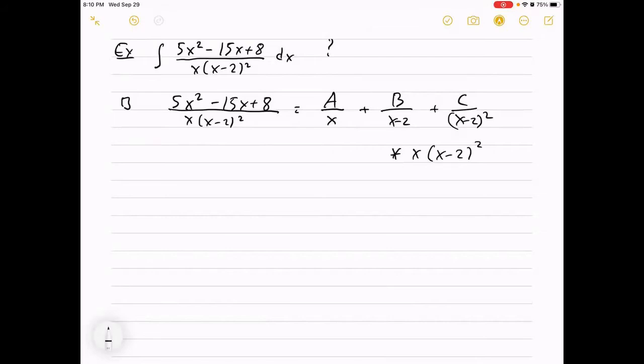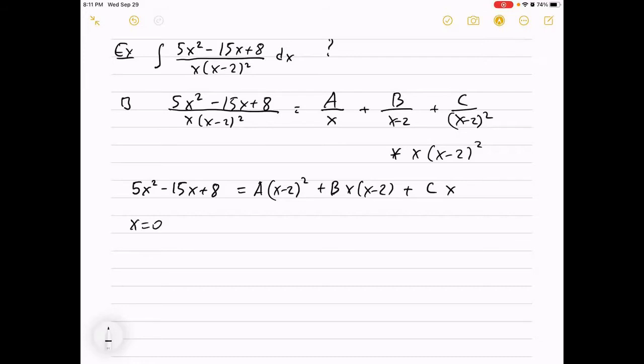So we're going to get 5x squared minus 15x plus 8 equals A times (x minus 2) squared plus B times (x minus 2) plus C times x. Now, because we have three unknowns, A, B, and C, we need to come up with three equations. So we're going to choose three values for x. The first value that you want to choose is x equals 0.